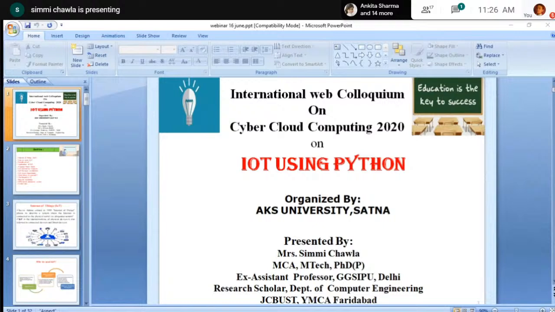So these are the major applications where IoT is working: automotive field, medical field, environmental, agriculture, military, industrial, and the retail industry. So ultimately, I can say that IoT is ubiquitous, it is useful everywhere.